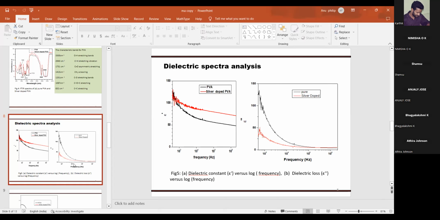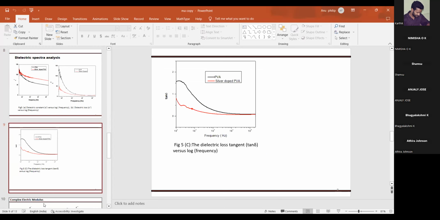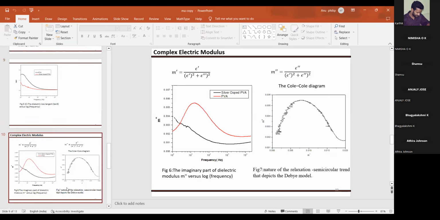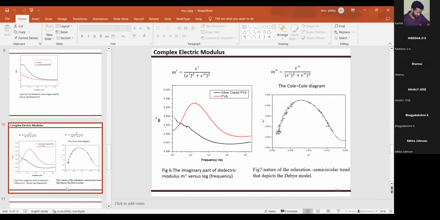And we also observe that the dielectric loss decreases with the frequency, and in the low frequency region this decrease is more prominent. We also measured the dielectric loss tangent. It was also noticed that the silver doped sample shows a lower loss tangent value. We also calculated the complex electric modulus values M star and M double star from the above data. We found that the imaginary part of the dielectric modulus versus low frequency shows an absorption, a maximum peak, and in the case of silver doped samples, this maximum shifted to the low frequency region. We also plotted the pole diagram. The nature of the relaxation is predicted by this pole diagram.